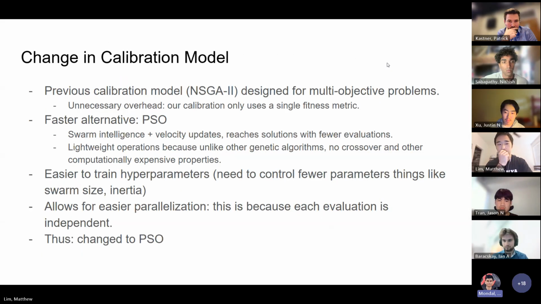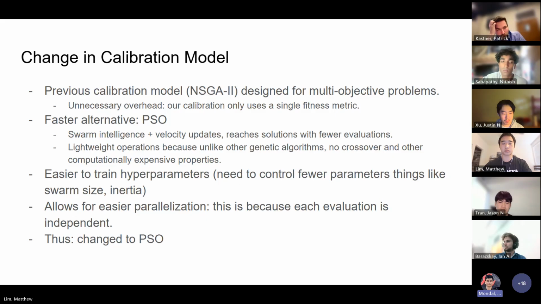Yeah, so now I'm going to talk about the calibration model. Calibration is used to essentially get past census data and adjust parameters based on that. The previous calibration model we were using is NSGA2, and it was designed for multi-objective problems, but the issue is that this creates unnecessary overhead because our calibration mechanism only needs a single fitness metric. So doing some research, we decided that a faster alternative would be PSO, or particle swarm optimization.